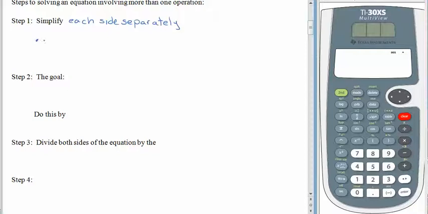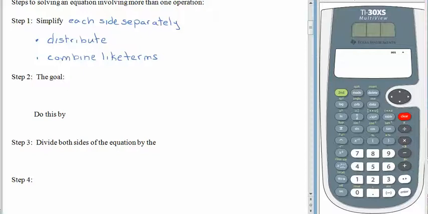And so we do this by distributing and combining like terms. The key here is to look at each side separately. You already know how to distribute and combine like terms. We just have to make sure that we look at the left, clean it all up, and then look at the right and clean it all up.